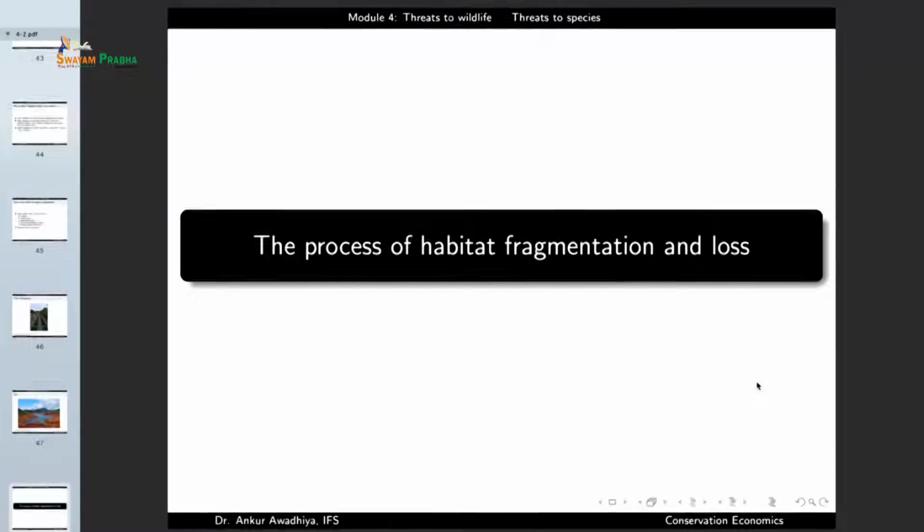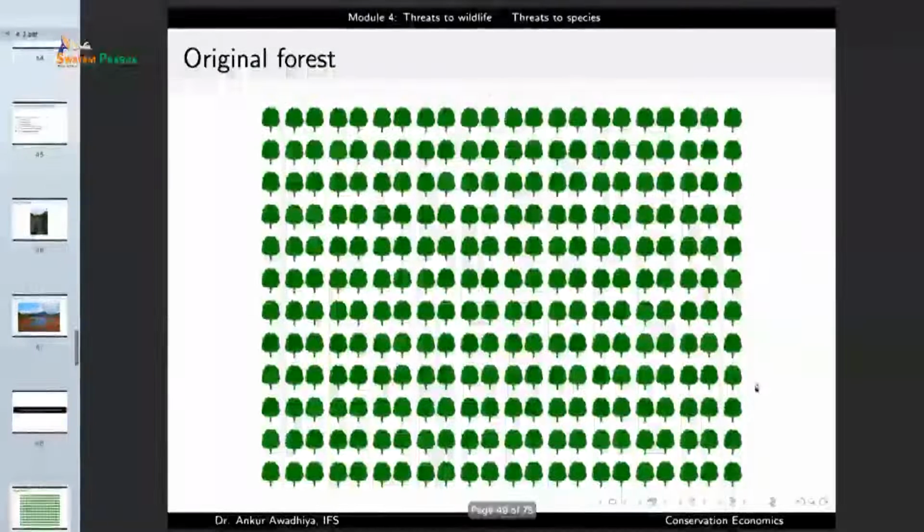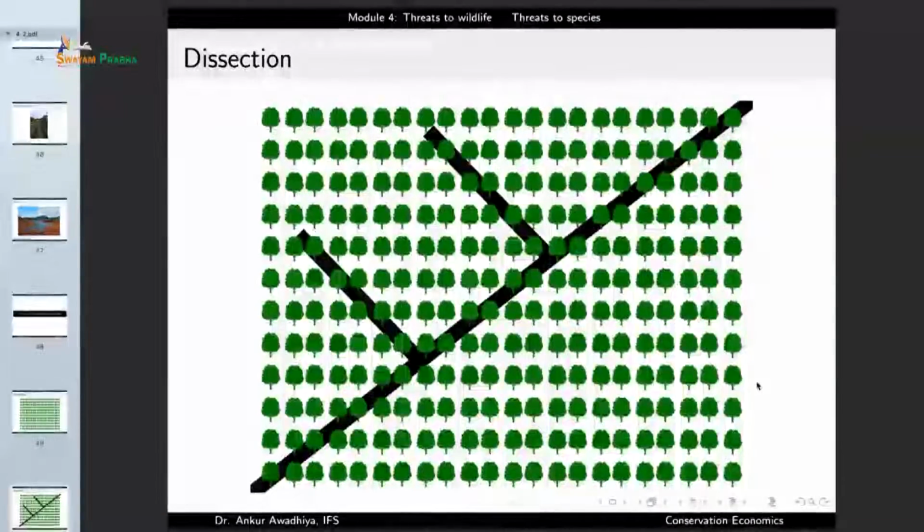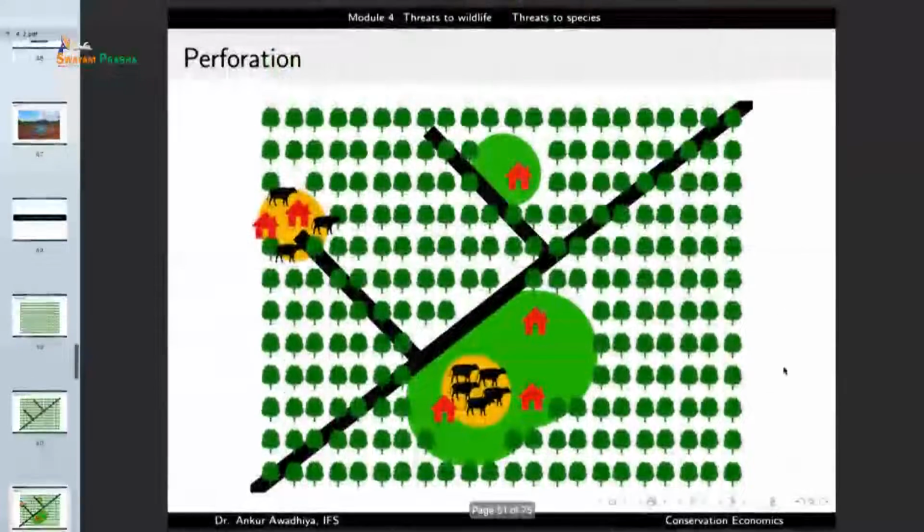Now, the process of habitat fragmentation and loss occurs in a series of steps. We'll understand these steps through these illustrations. Let us consider that this is an original forest and you have a large number of trees here. The first step that occurs is dissection. In dissection, one or more linear infrastructures, primarily roads, are set up, and these roads dissect this complete forest into two or more smaller parcels.